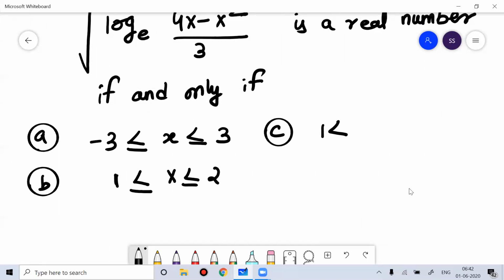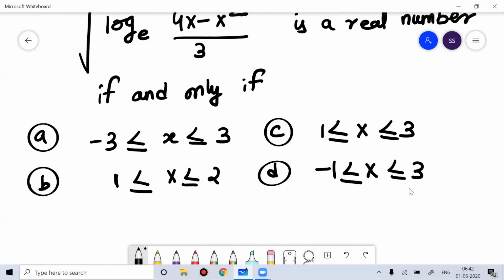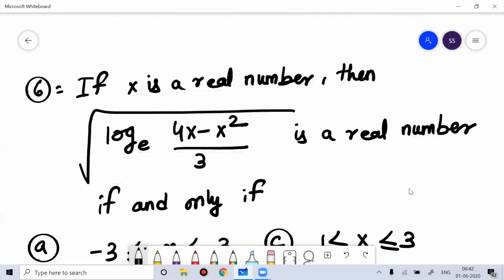Option C, option D. These are the four options. So they've given you that this number is a real number. Here you can use the property of logarithm, and at the same time you can use the property of square root. So you know that it is a real number.